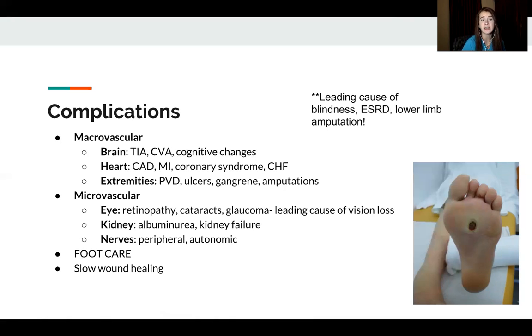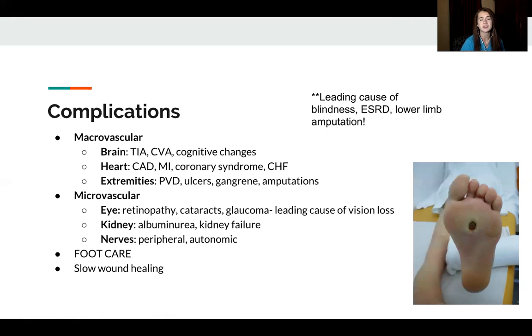Microvascular, this can affect the eyes. This is the leading cause of vision loss due to retinopathy. The blood vessels in your retina can cause retinal detachments and clotting and allow your vision to be lost. Kidney, you can have albuminuria, which is proteins in the urine, kidney failure. And then with the nerves, like I was saying, you can develop some neuropathy.